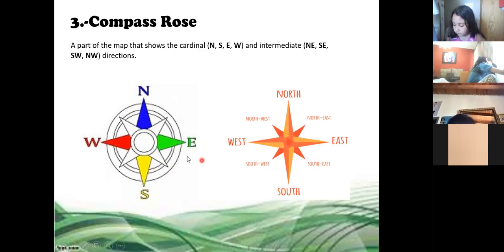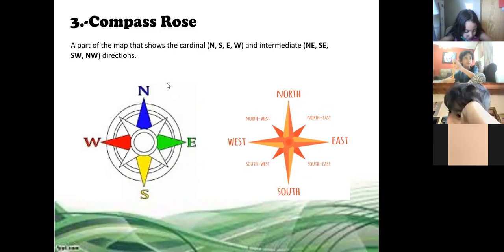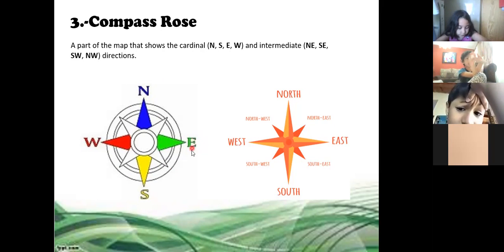We have north, south, east, and west. Now, if we want to know the intermediate directions, we need a compass rose like this. Remember, we can represent north and south like this. North is represented with the letter N, south with the letter S, east with the letter E, and west with W.